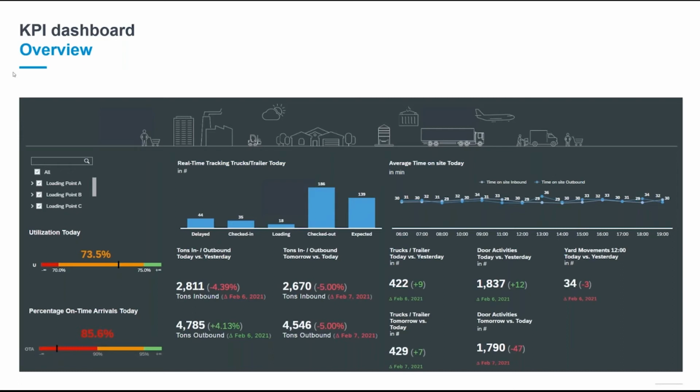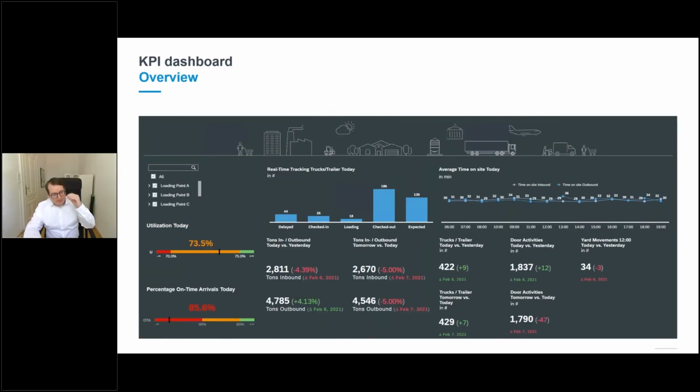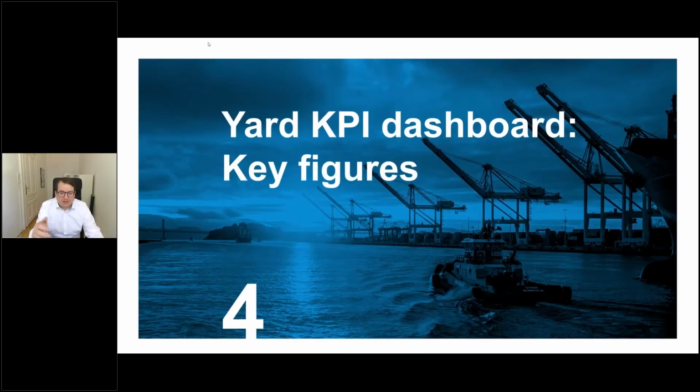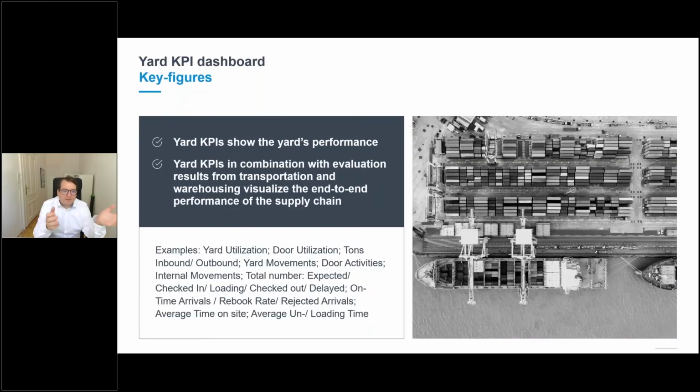We'll just go back to my screen here. So this was a quick example of the KPI dashboard. How does it look in the system? A look and feel, you could say. Let's go to the key figures again, just as a recap of what we just saw. There would be the key figures just for the yard, the yard KPIs that show the yard performance.